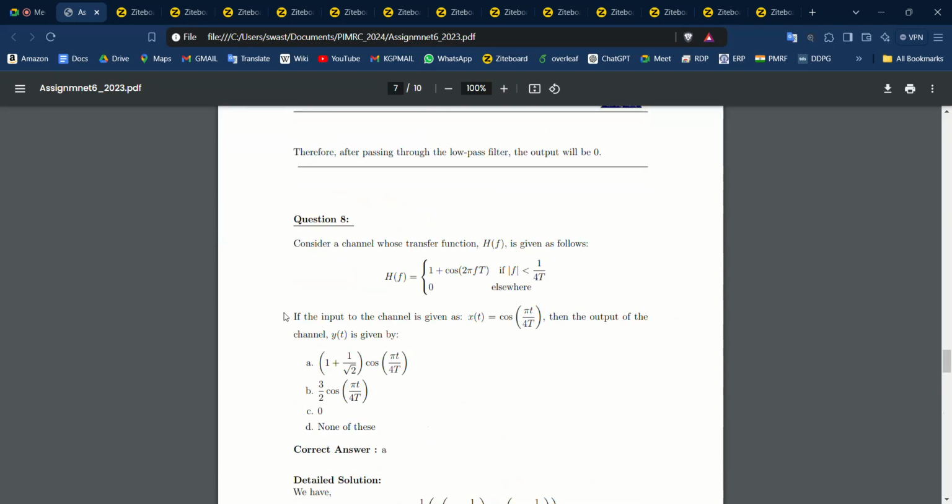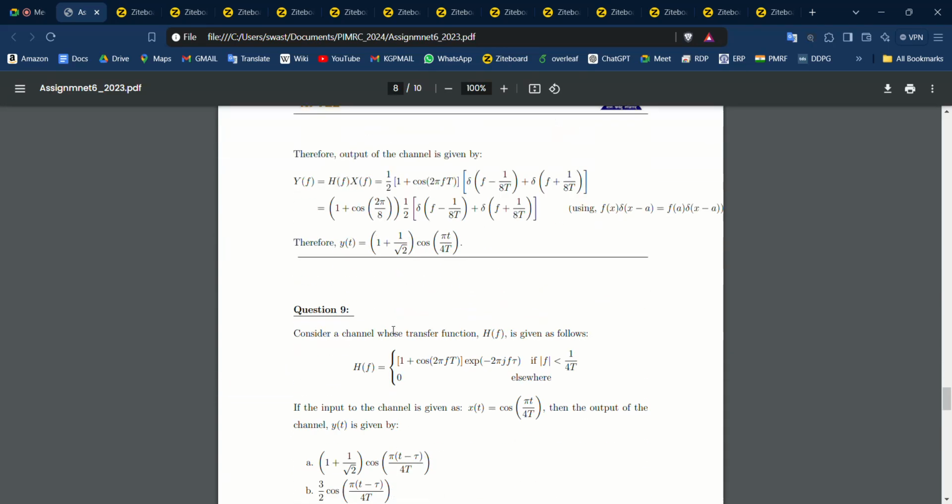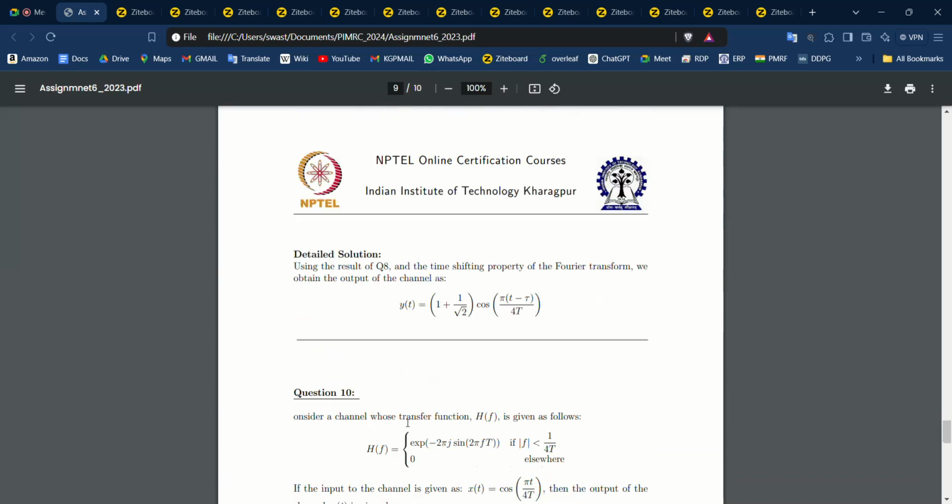So if your correct answer was option A in question number 8, then in our question number 9, it will also be option A because they will be identical, only they will be shifted by tau. Now going to question 10.